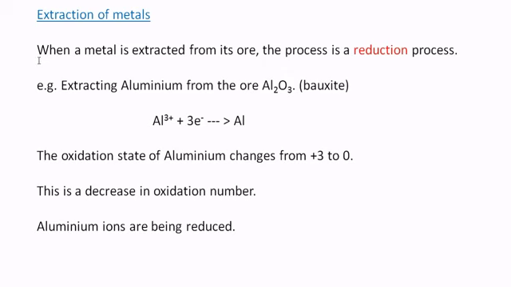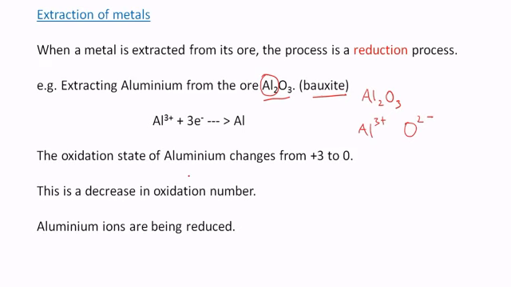When a metal is extracted from its ore, the process is a reduction process. For example, extracting aluminium from the ore aluminium oxide, or bauxite. If we want to extract aluminium from this ore, the reaction that is taking place is Al3+ plus 3 electrons produces aluminium. Because remember, bauxite is Al2O3, and the aluminium has a 3+ charge and the oxygen has a 2- charge.